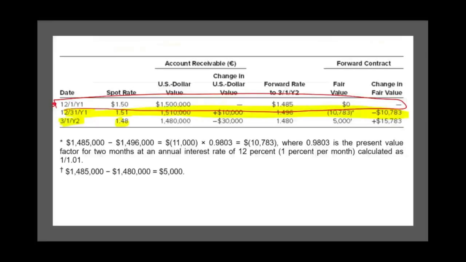On March 1st, we're gonna have to report the receivable at fair value, the receivable loss. So we have a $30,000 loss. So we have to credit receivable at 30,000, debit foreign exchange loss. Now you might say, why? Because the spot rate is $1.48. So that's the loss.